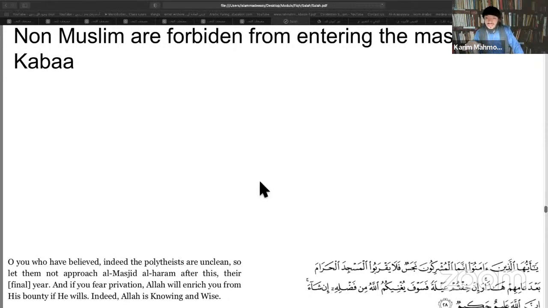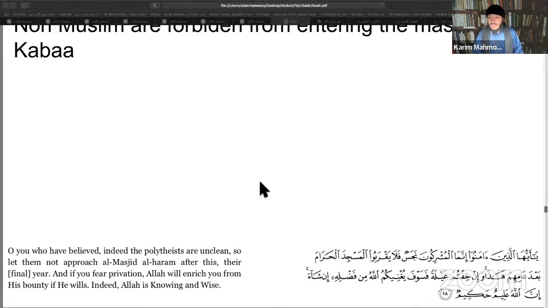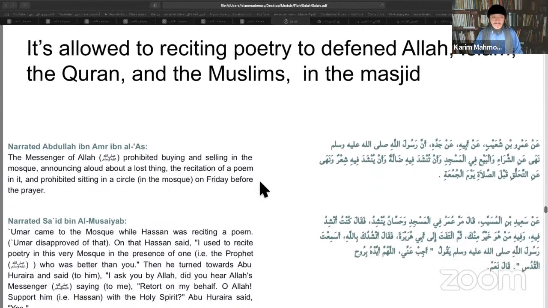Allah forbade it in the Quran for non-Muslims to enter Mecca, the Masjid of the Kaaba specifically. Any other masjid, they're fine. Can they enter any other masjid in Mecca other than the Masjid of the Kaaba? Yeah, as long as they don't enter the Masjid of the Kaaba. That's the one. I hope that's clear.